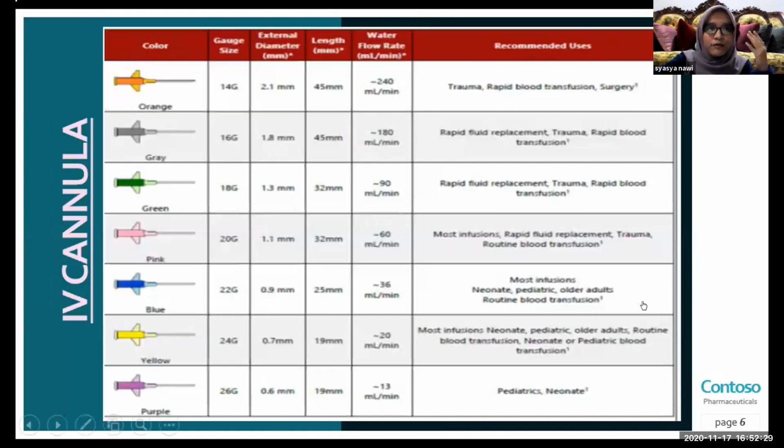And for intravenous cannula, we have many types with different colors because they have different functions. For example, the biggest one will be the orange color, which is indicated for any trauma or rapid blood transfusion. And the smallest one is the yellow one. Most of the time we use it for neonates, pediatrics, older adults, or in any routine blood transfusion. And also we have a purple one. Purple one is mainly for pediatrics and neonates.